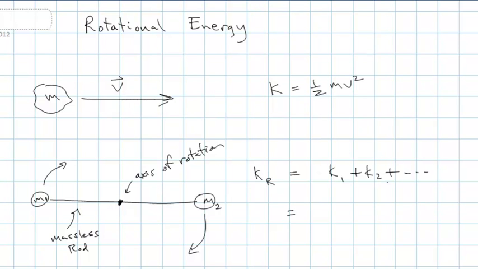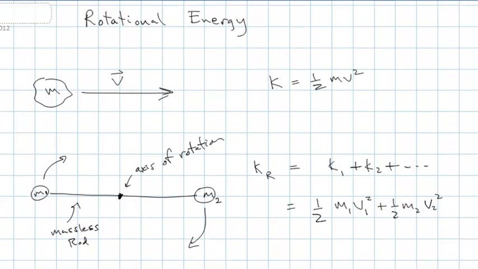So what is that? That's going to be 1/2 m1 times its velocity squared plus 1/2 m2 times its velocity squared. And if we had more masses, we would add them up. And what we want to do is get this, instead of in terms of their instantaneous velocities, in terms of its rotational speed, omega.